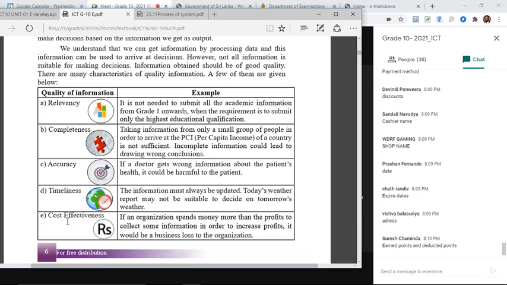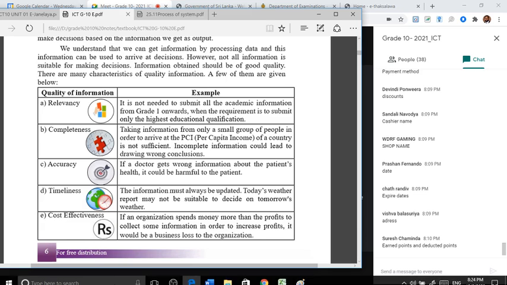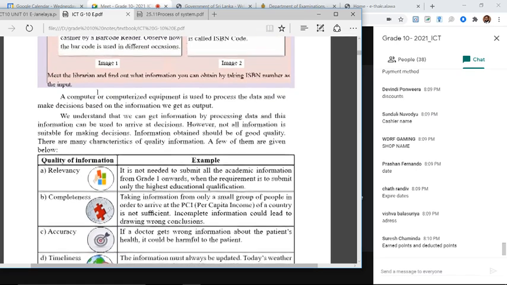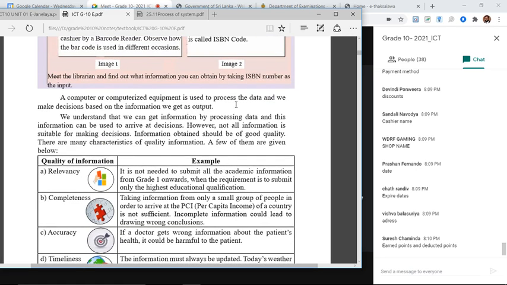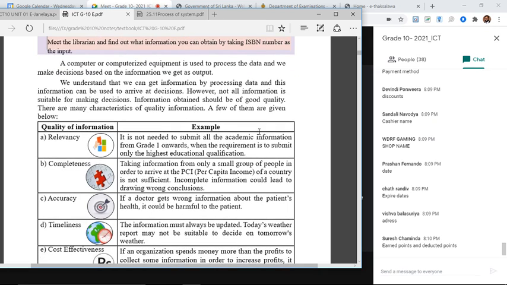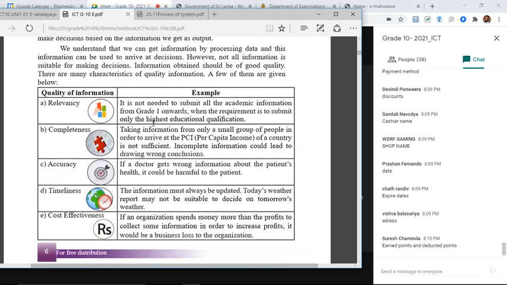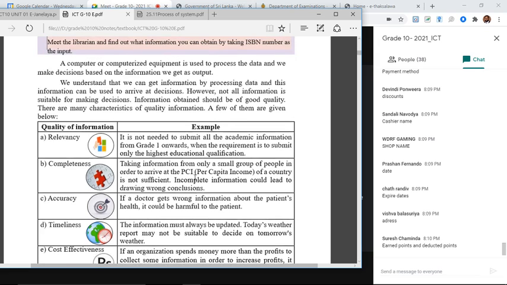So we are facing many problems. Okay? So now here they have mentioned about the information. When you consider the information, it is not just something. With the help of the information you are making decisions. But to make the decision, it must be good quality information. To be good quality information, it must cover these things: relevancy, completeness, accuracy, timeliness, and cost effectiveness. So these things you have to remember.